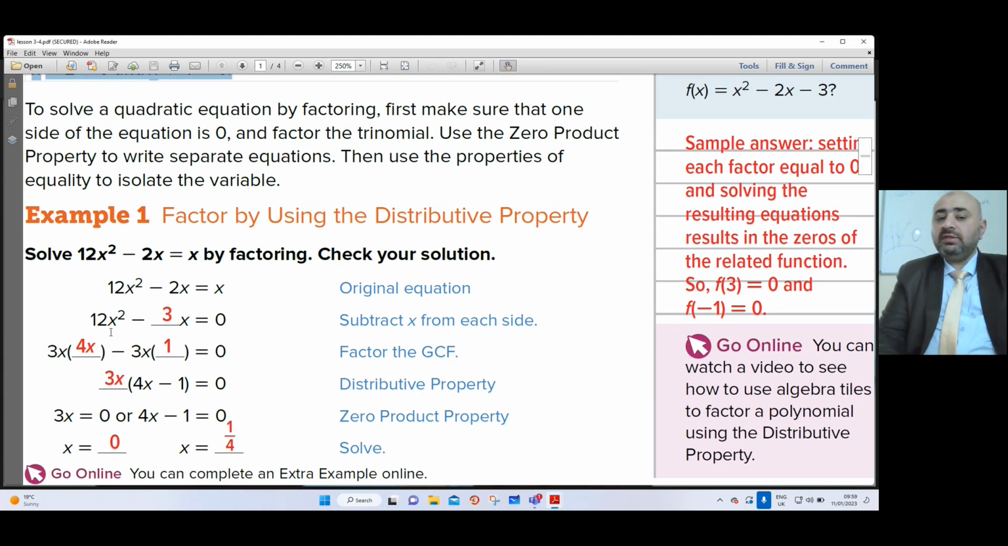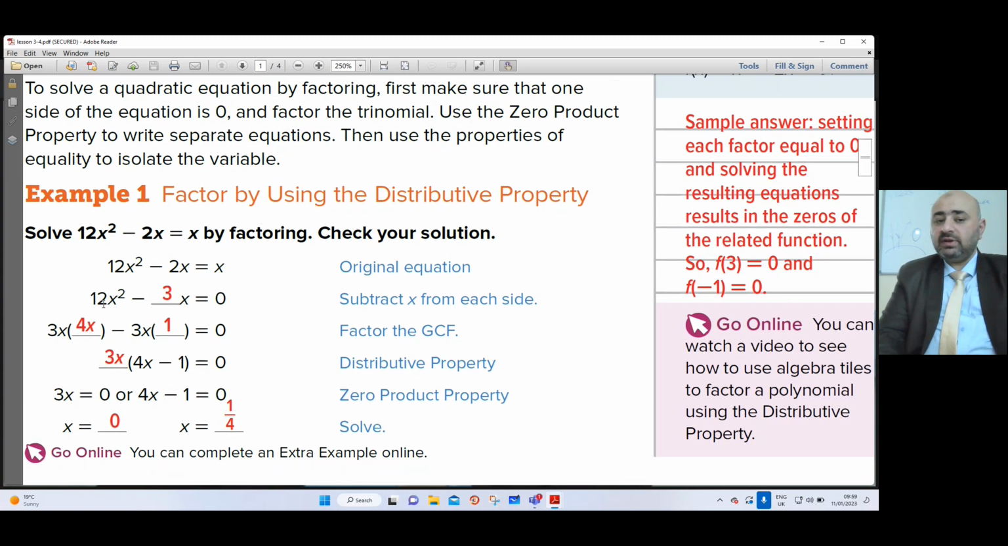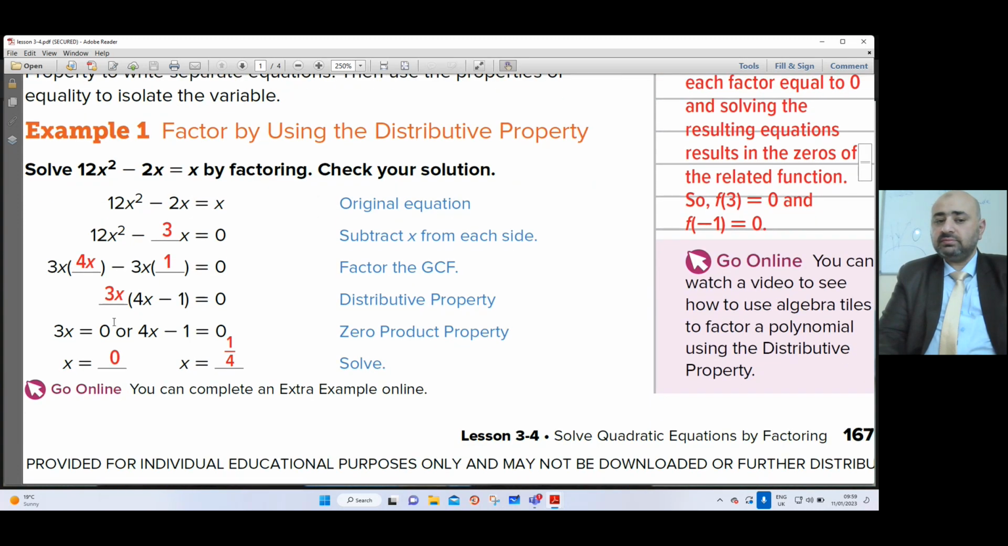Then, what is the common factor between 12x squared minus 3x? Between 12 and 3, the common factor will be 3, because 12 equals 3 times 4. And between x squared and x, the common factor will be x. So we can write 12x squared as 3x times 4x, and we can write negative 3x as 3x times negative 1. So as you see here, 3x is the common factor, take it out of the parentheses, 4x remains here, and negative 1 remains here, equals 0.